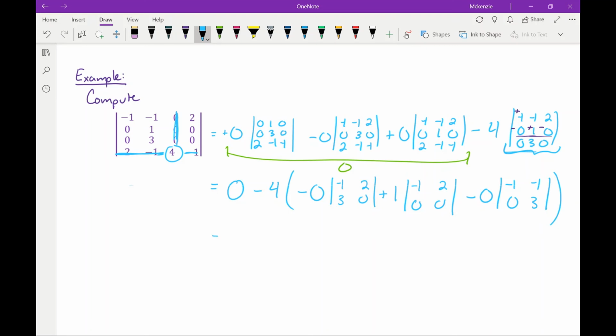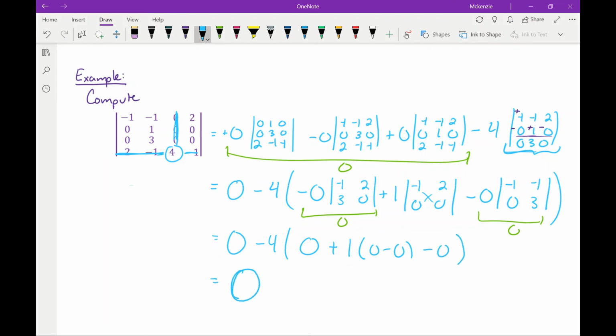So that's 0 minus 4. Let's see, that is 0. That is 0. So 0 plus 1. And now this is a 2 by 2, so we can do AD minus BC, and we get 0 minus 0 minus 0. A bunch of zeros. So we ended up with determinant 0. Pretty neat.